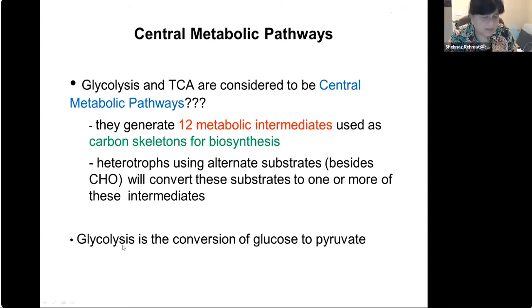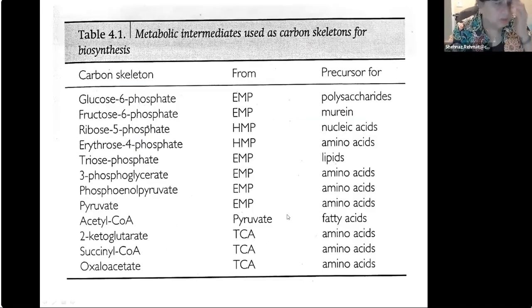So the word glycolysis, if you think of it, is nothing but to convert glucose to pyruvate. Glucose is a 6-carbon compound. It's going to be converted to a 3-carbon compound. So the term glycolysis is just the breakdown of a 6-carbon compound into two 3-carbon compounds.